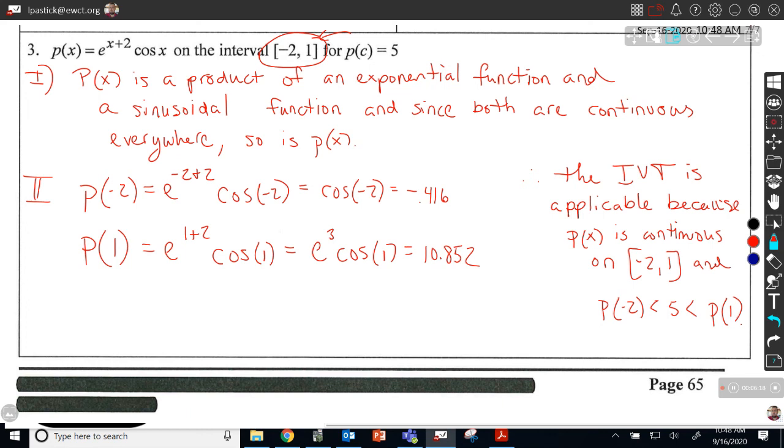In order to find it, we're going to set the two parts of the equation equal to each other. So I want to know, where does e to the x plus 2 times cosine of x equal 5? I don't know how to solve that algebraically, so I'm going to use my handy dandy calculator, which I'm going to preload with my equations and get back to you in 1 second.